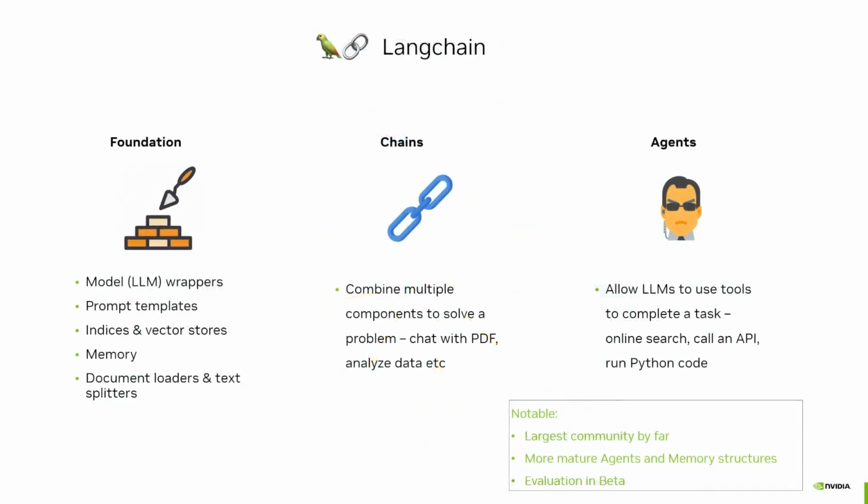Here's an outline of what LangChain offers. This includes model wrappers, prompt templates, indices, and vector stores, document loaders for retrieval, and text splitters for chunking. You can chain components of LangChain to solve problems like chatting with a PDF and analyzing data. LangChain offers agents that allow the use of tools-assisted RAG. LangChain provides a simple framework for connecting LLMs to your own data sources. Since LLMs are only trained up to a fixed point in time and do not contain knowledge that is proprietary to an enterprise, they can't answer questions about new or proprietary knowledge.